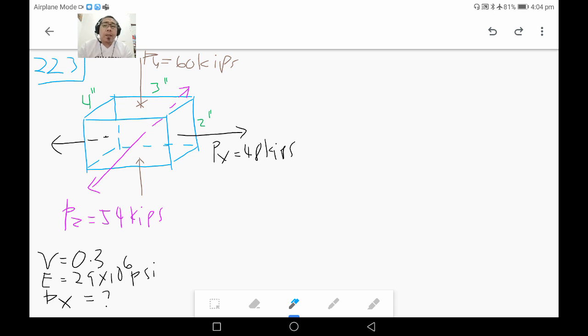Okay? So first, para ma-solve natin deformation sa y, dapat alam natin yung mga stresses sa x, sa z, at sa y. So, stresses muna tayo. Stress in x, stress is force over area. Yun lang naman yun. So, ang load dun is 48, and then area is 4 times 2, of course. So therefore, the answer is 6 ksi.